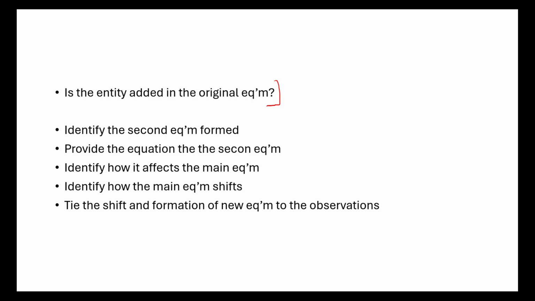But if it's not in the initial equilibrium, then we have to see if the entity added will interact with one of the ions in my main equilibrium, and in doing so form a secondary equilibrium. If it does, then we have to identify it. We have to provide our balanced equation. Then we'll talk about how it affects the main equilibrium and how the main equilibrium would shift in response to that. And then we'll tie the shift and everything into the observations that we made.